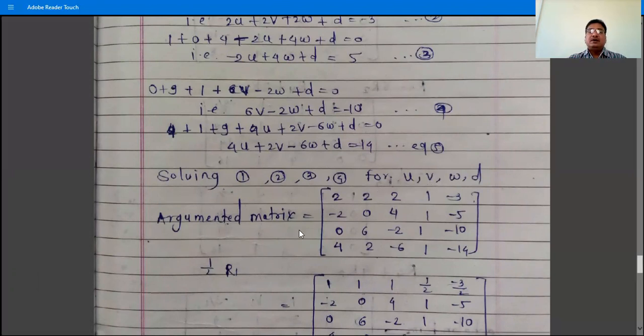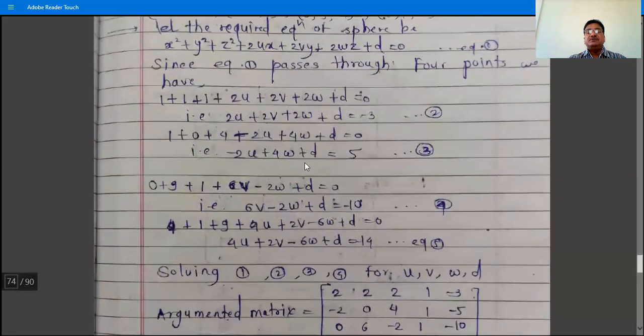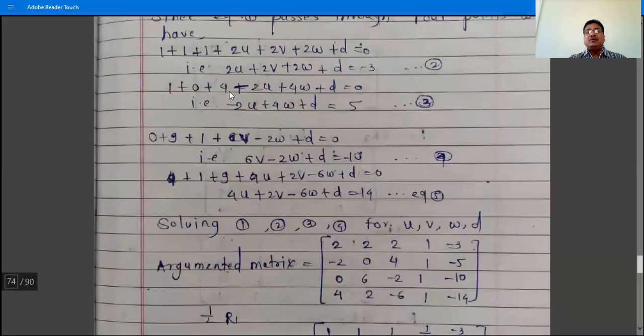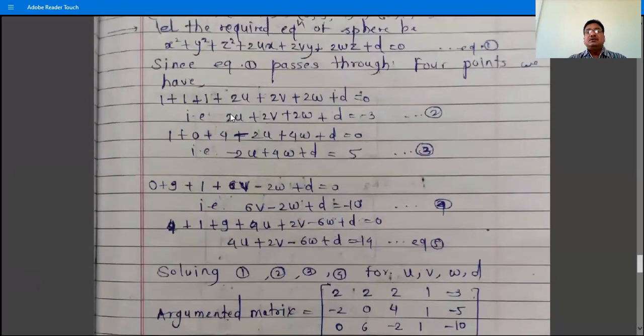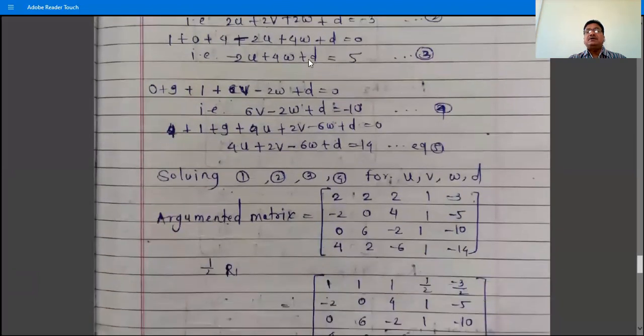So in the Gauss elimination method, first consider the augmented matrix. Augmented matrix means write the coefficients of u, v, w and d in the first row and the constant, that is 2, 2, 2 and plus 1 and minus 3. Then from equation 3, write the coefficients of u, v, w. So the u coefficient is minus 2. There is no v term, so its coefficient is 0. The coefficient of w is 4. The coefficient of d is 1 and it is equal to minus 5.